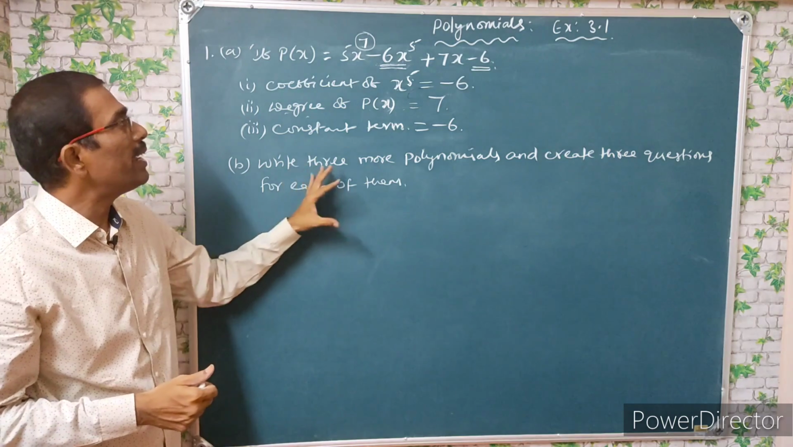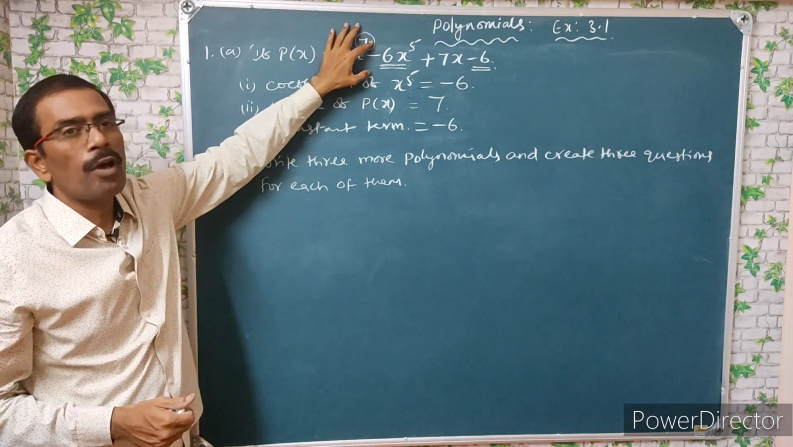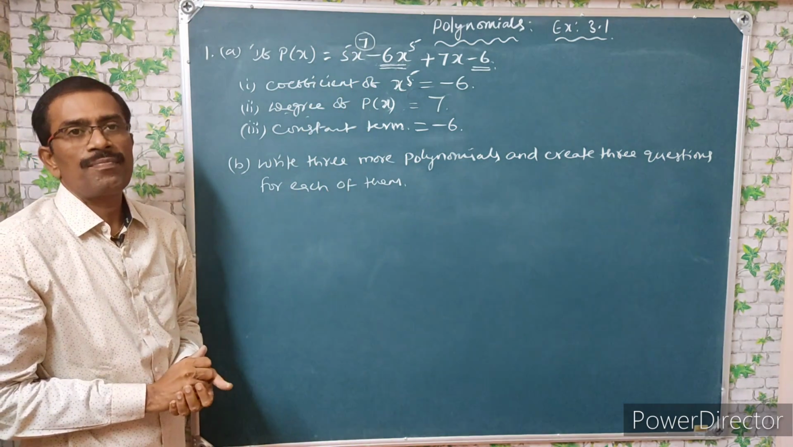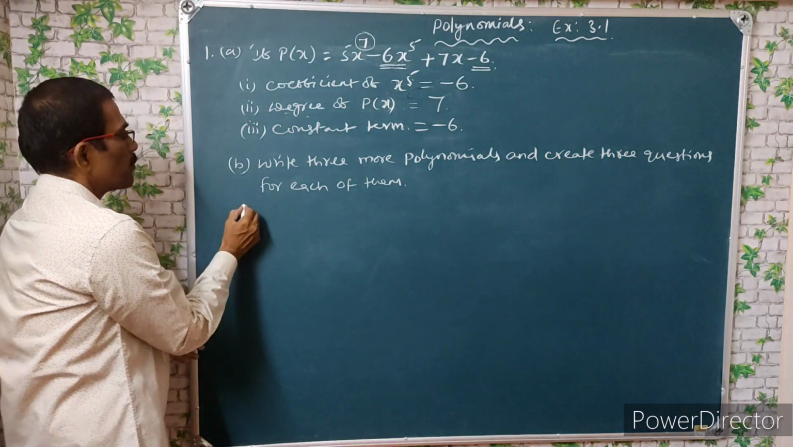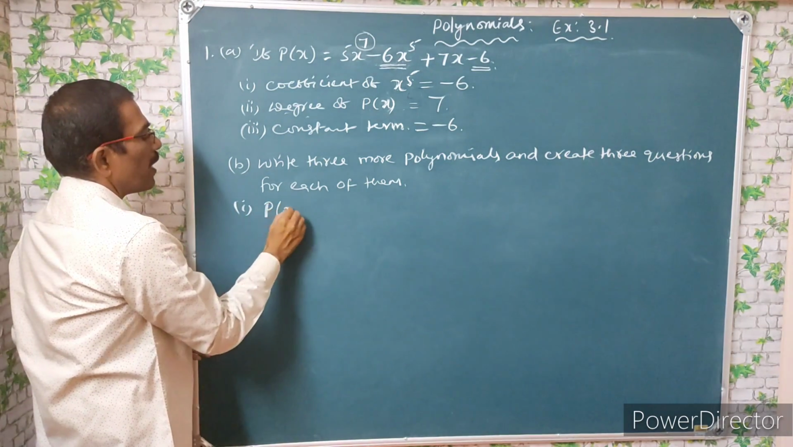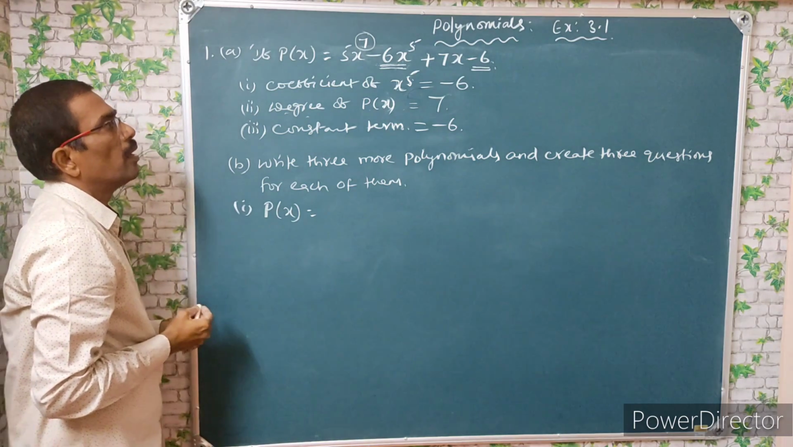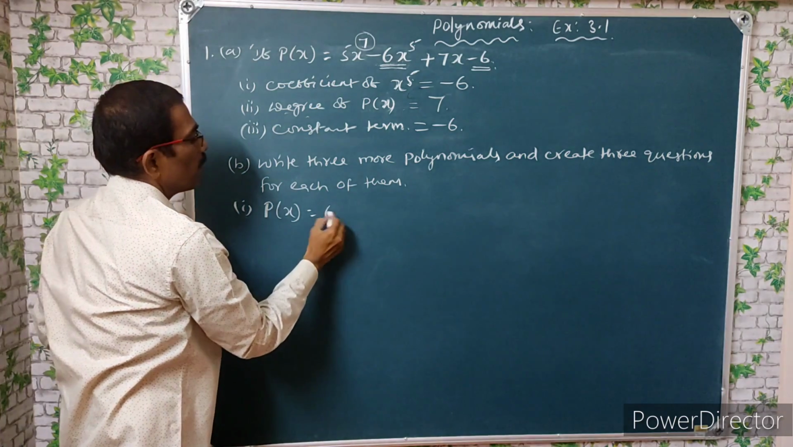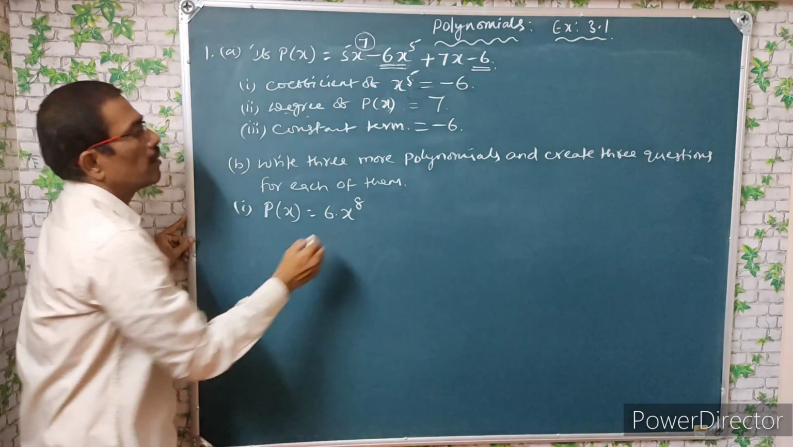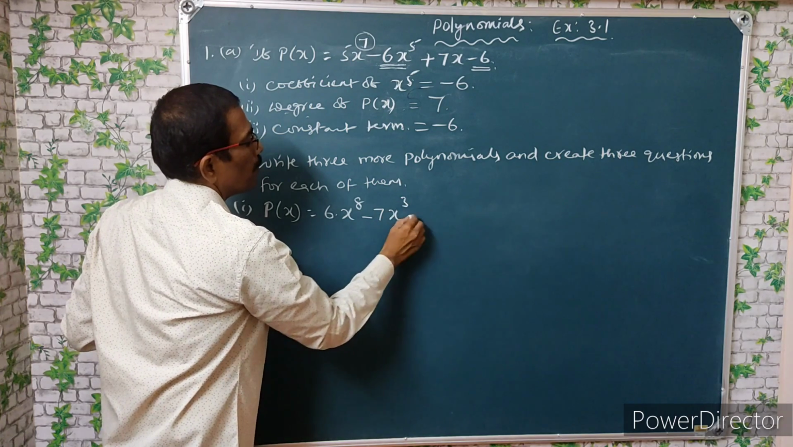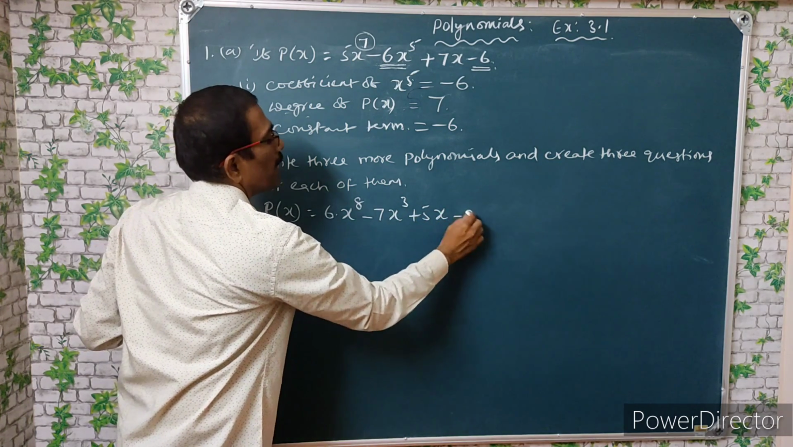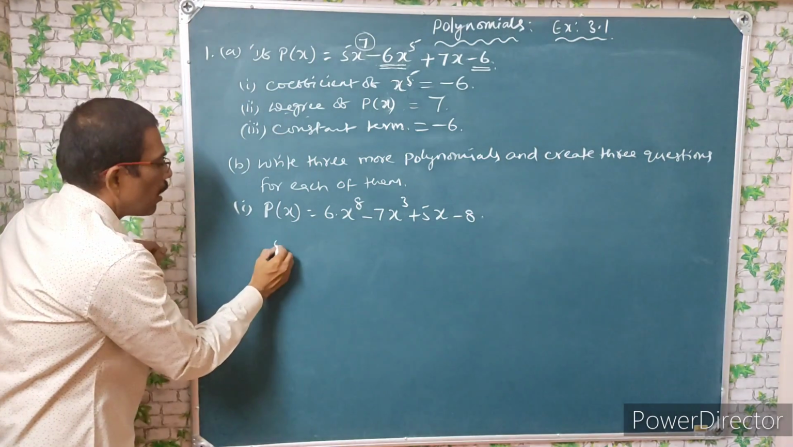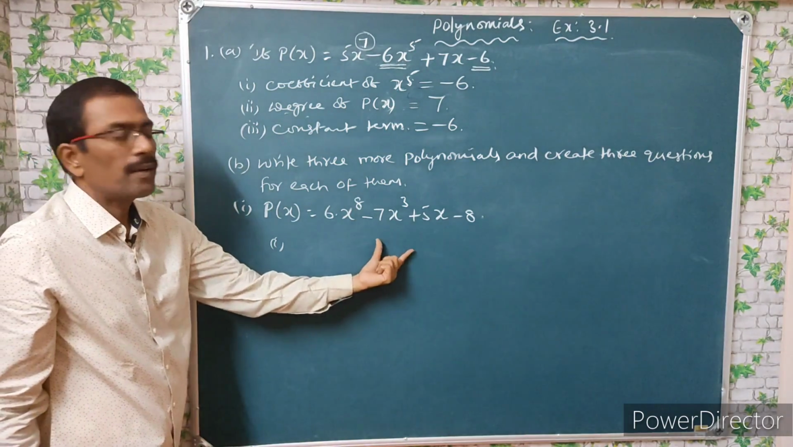Next, coming to the second question, write 3 more polynomials and create 3 questions for each of them. So you have to create 3 problems, 3 polynomials like this, and also you have to create 3 questions for each problem. Okay. First one, p of x is equal to, you can create any polynomial, no problem. 6 into x to the power of 8 minus 7x cube plus 5x minus 8.